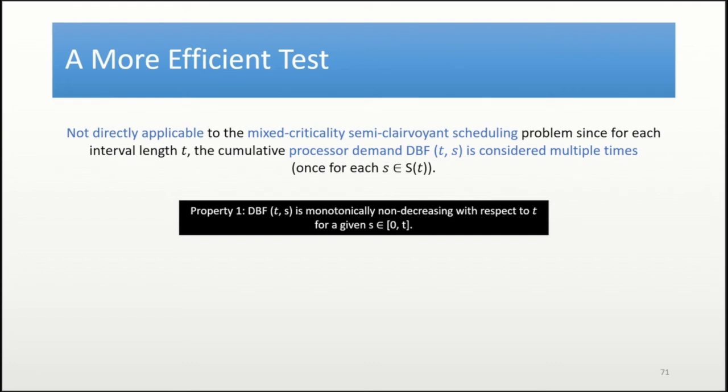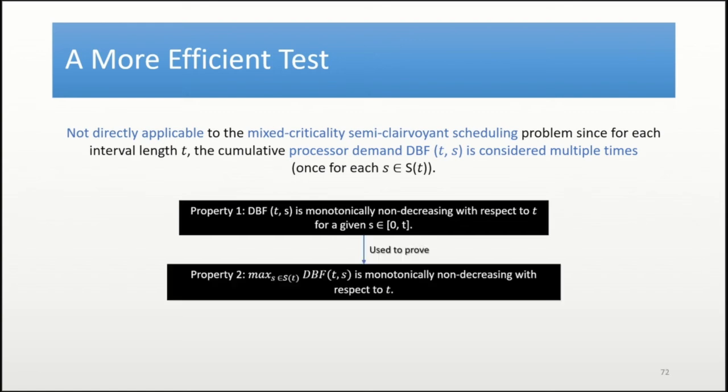The first property establishes that the processor demand dbf of t, s is monotonically non-decreasing with respect to the interval length t for a given s point in 0 to t. This property is then used to prove another property, which states that the maximum cumulative processor demand that can be obtained over a given interval by considering all possible mode switch cases is monotonically non-decreasing with respect to the interval length t. This property, which is analogous to the insight exploited by QPA, therefore helps us formulate a more efficient test called MCQPA for semi-clairvoyant mixed criticality scheduling.